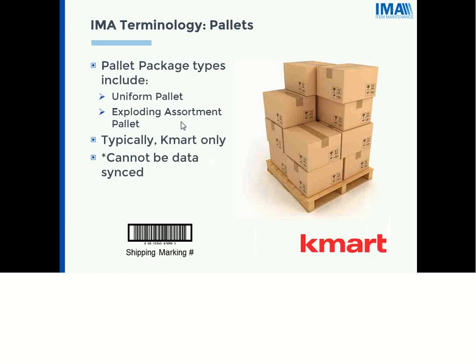Then we have pallets. So there's two different types of pallets. There's a uniform pallet and an exploding assortment pallet. Just like the mixed and assorted cartons, pallets are typically Kmart only, specifically allocation. So again, you could have a Sears item that's allocation that's being built as a pallet. It just doesn't happen very often.